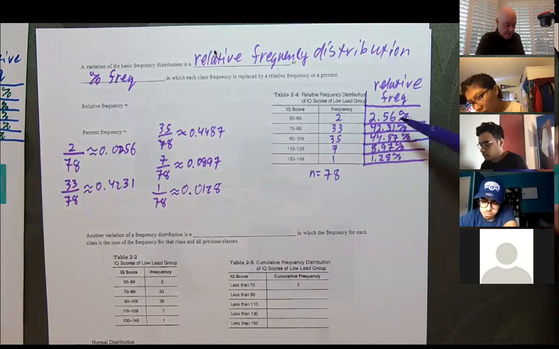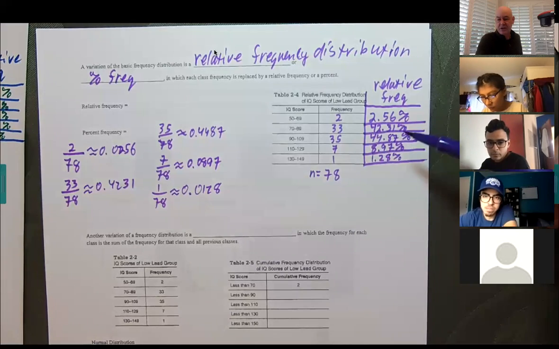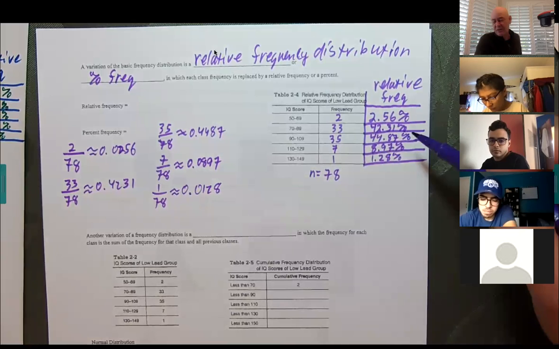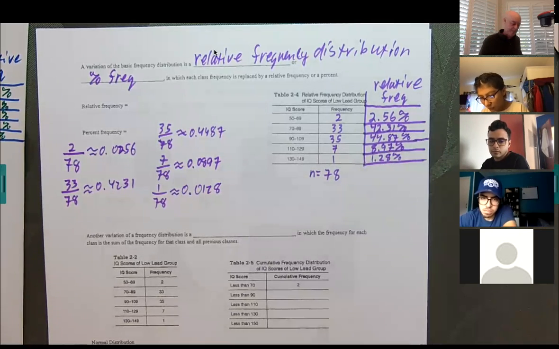Now, ideally, if I were to add up all these percentages, I should end up with 100%. Now, due to round off error, that could be off a little. Easy enough? Not too bad.